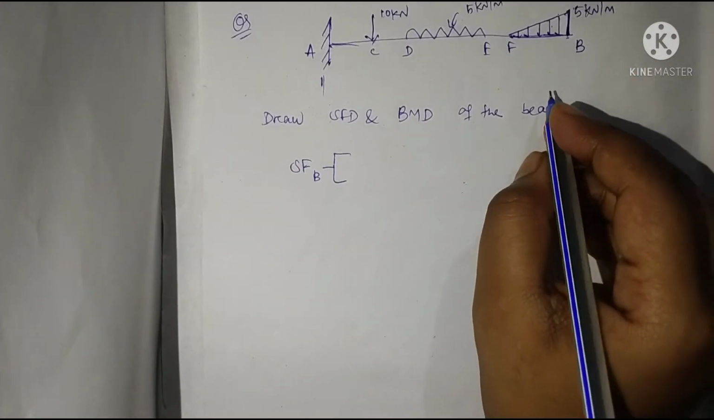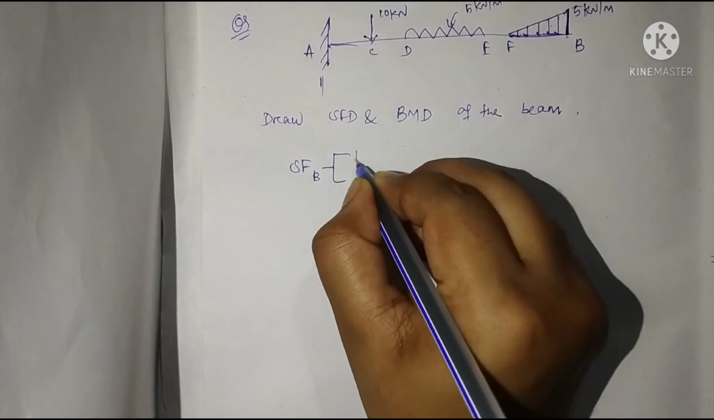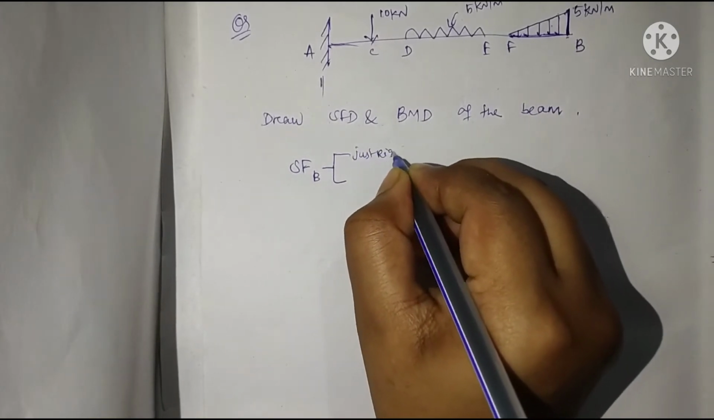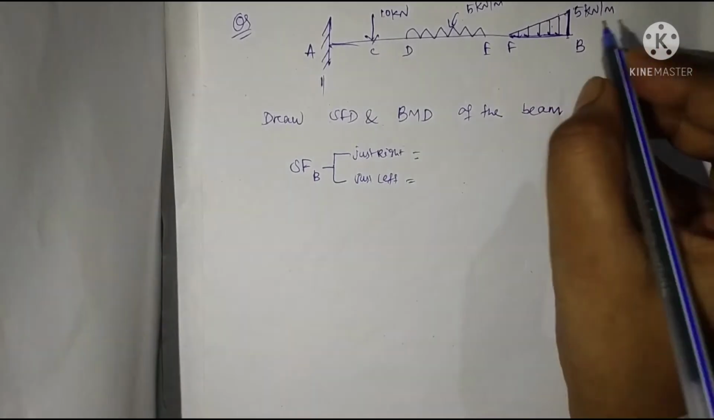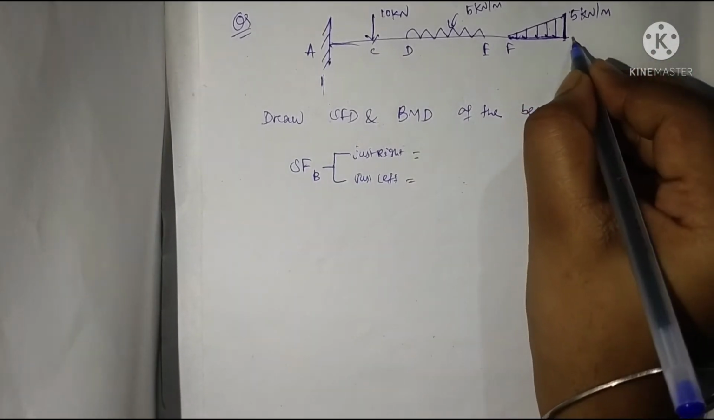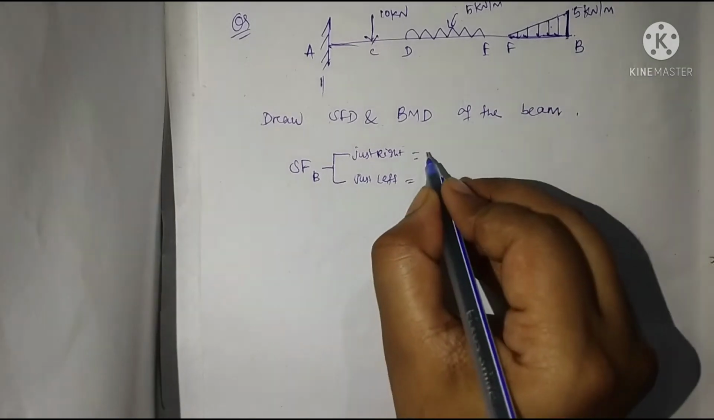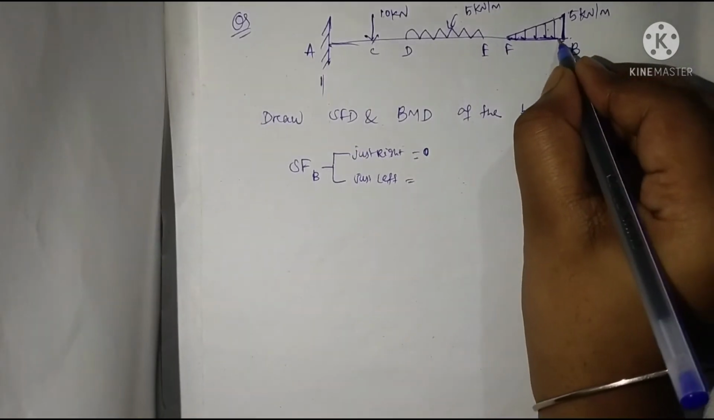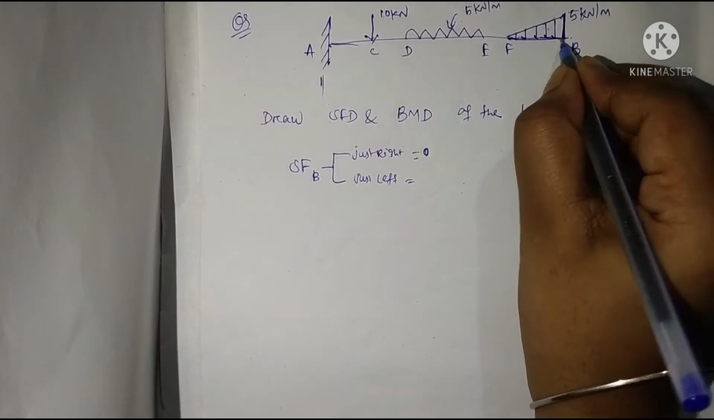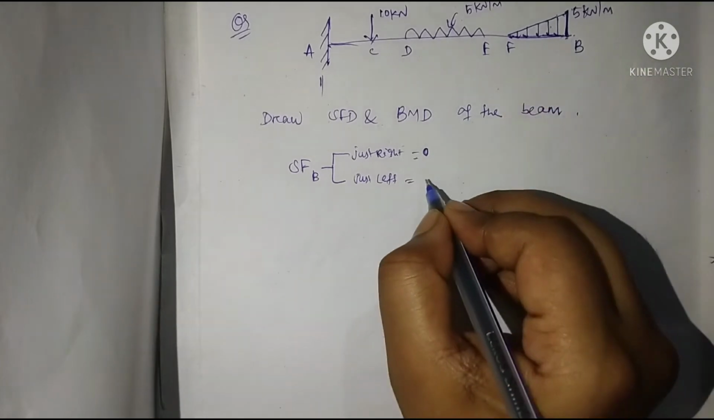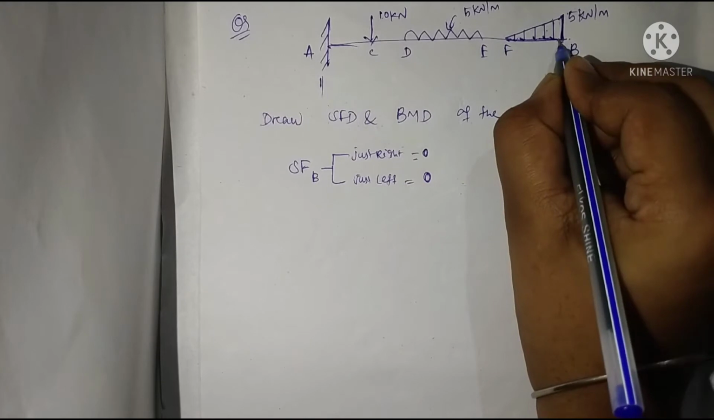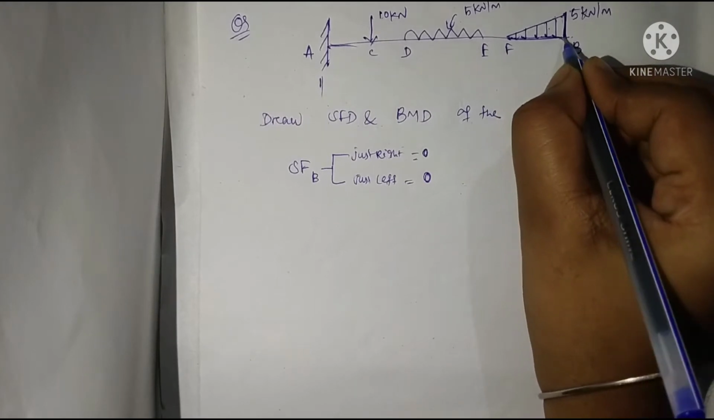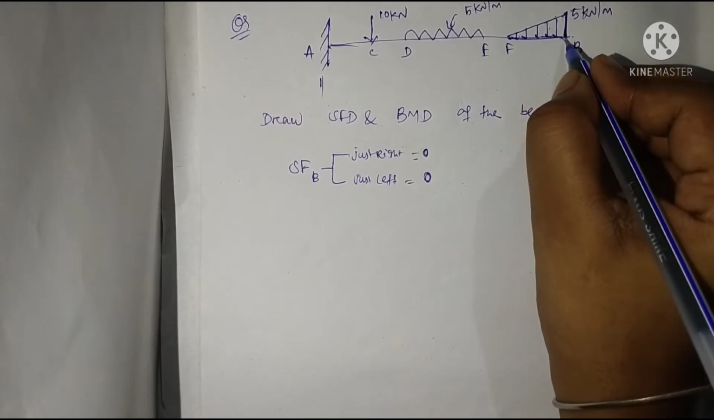Shear force at point B, just right and just left. At point B, just right, it will be 0. There is no loading. Just left, it will be how much? It will also be 0, because a very little intensity of loading comes at this point, so we take it as 0.